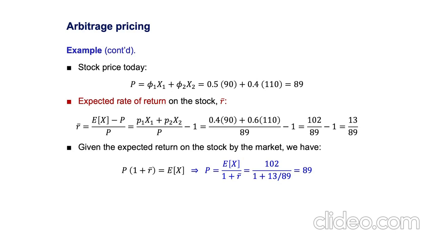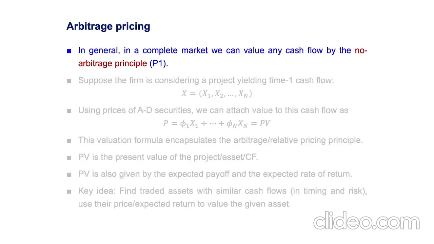So there are basically two ways to compute the stock price today. One is by the state prices. The other is by the expected payoff, then discounted by the expected rate of return on the stock. Both methods give us the same answer. In general, in a complete market without frictions, we can value any cash flow by the no arbitrage principle, the first principle of finance.